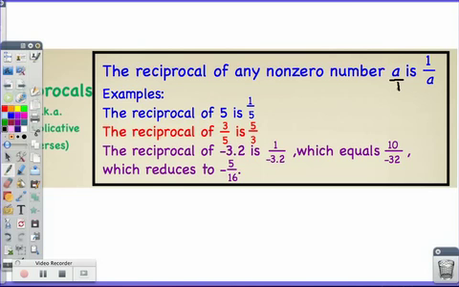If the number is 300, then its opposite is -300, its absolute value is 300, and its reciprocal is 1/300. If your number is 5.5, the opposite is -5.5, the absolute value is 5.5, and the reciprocal is 2/11.